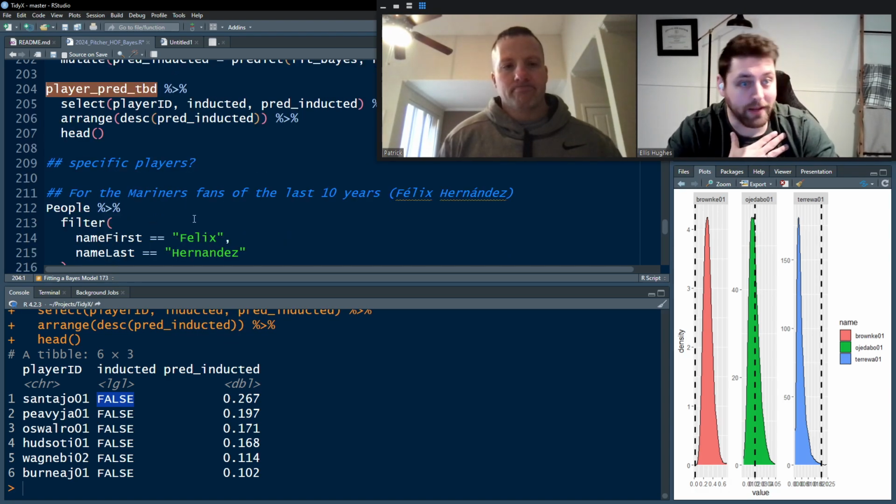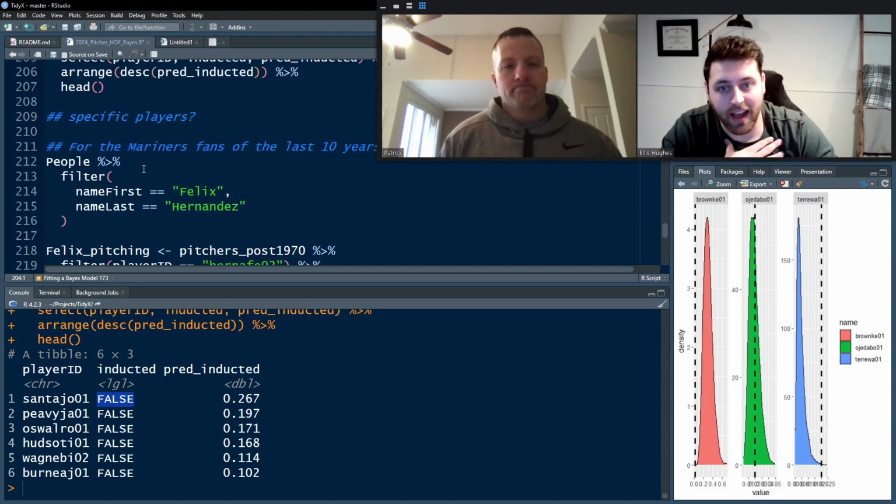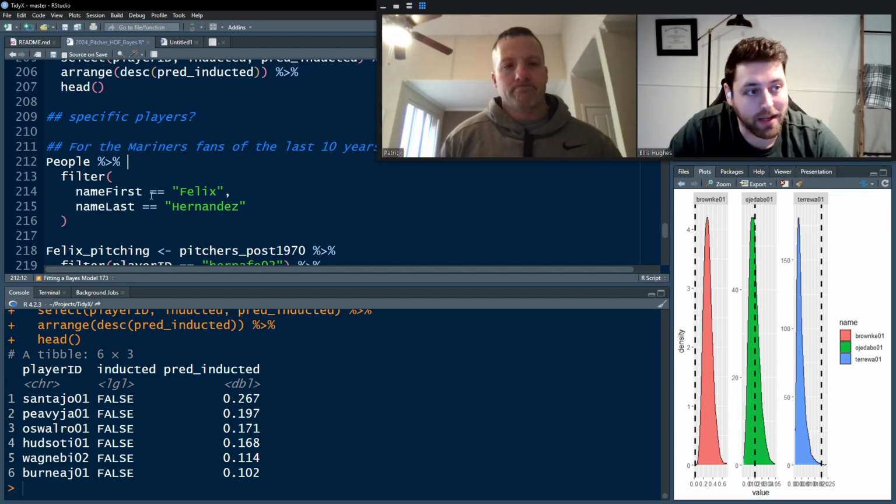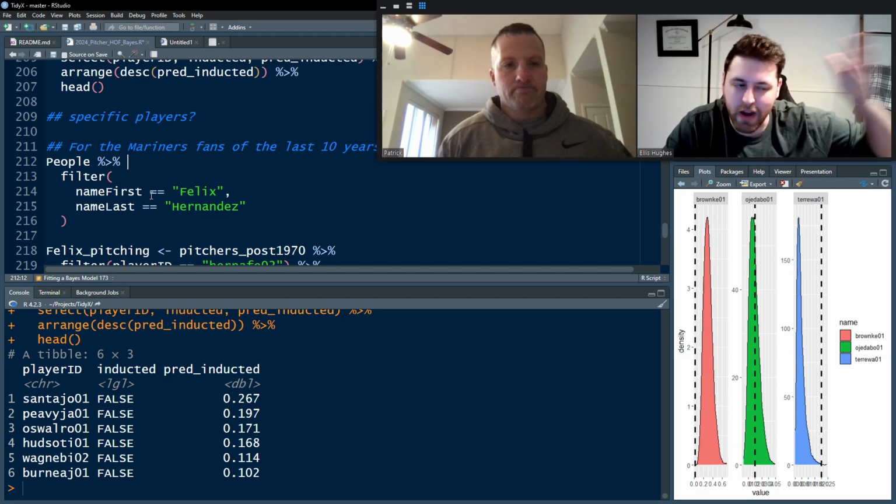Being a Seattle boy, I saw Felix Hernandez play a number of times for the Mariners, and he was always a lot of fun to watch. So I was curious, for the Mariners fans, is Felix likely to get in based on our model? So we can go, what's the process to do that? So now we're outside of our 20 minutes thing.